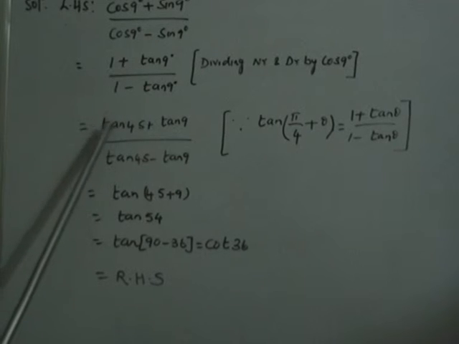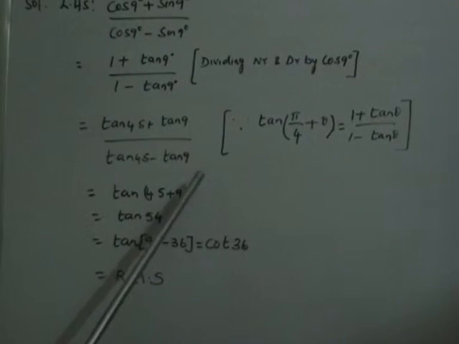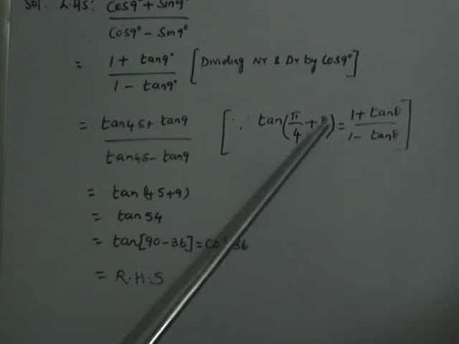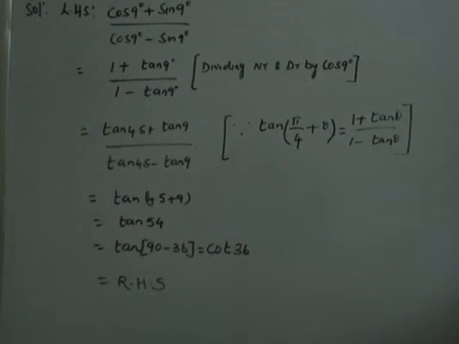1 is nothing but tan 45. So (tan 45 + tan 9)/(tan 45 - tan 9). Since tan of (pi/4 + theta) is (1 + tan theta)/(1 - tan theta), this is nothing but tan(45 + 9), which is tan 54. Tan 54 can be written as tan(90 - 36), which is cot 36, which is the required right hand side.